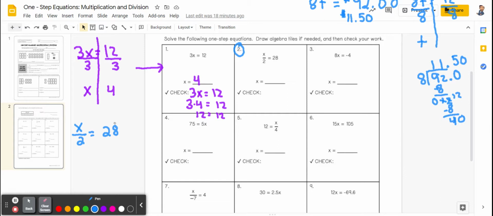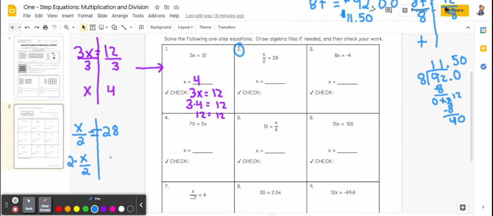Well, what's the opposite of division? Multiplication is the opposite of division. So what do we need to multiply? Let's draw our line. Our variable is x, right? We have to get x by itself. So what is the inverse of the 2 in the denominator? Let's just multiply by 2. So we have 2 times x over 2.